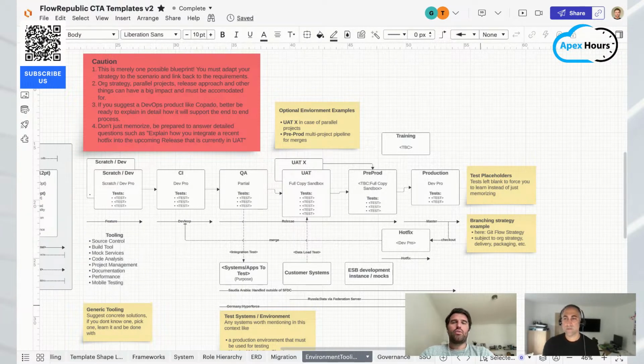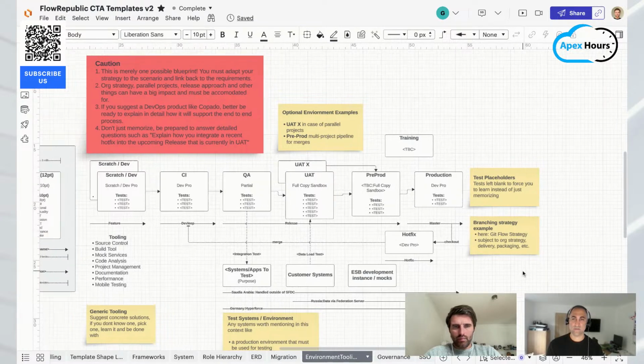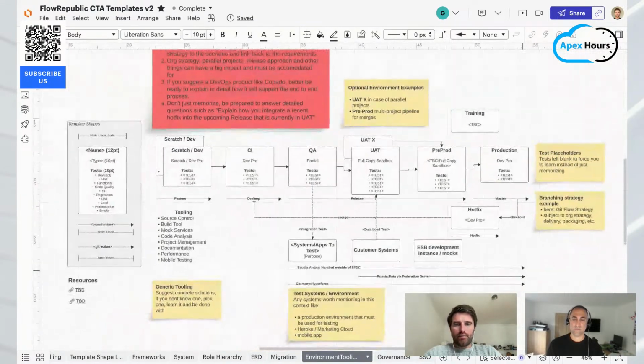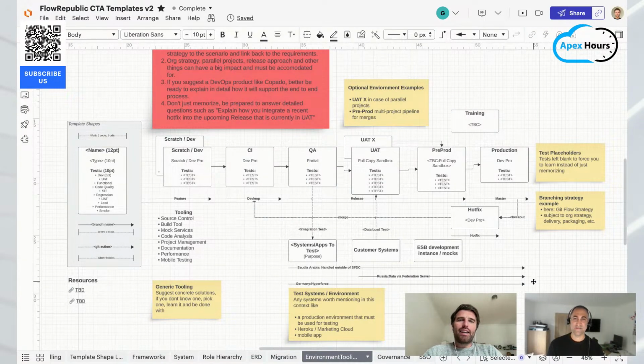You don't need to know 50 different code analysis tools. You don't need to know Postman and 5 other products for how to handle mock services. But pick one, learn it, and be able to explain how you will utilize it and how this will aid the process and how this specifically links back to the requirements. Cool. Testing. Yeah, testing.